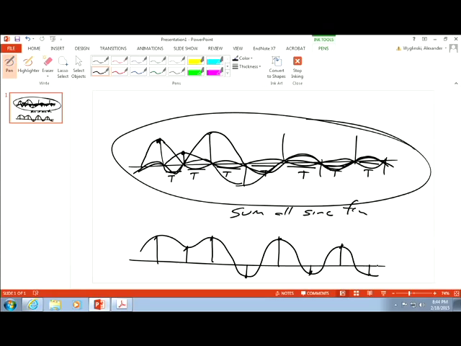And the problem is, your sinc function won't be perfect, because you can't have an infinite number of points. So you can't go from minus infinity to infinity. All right.